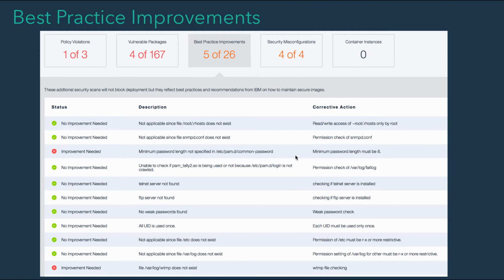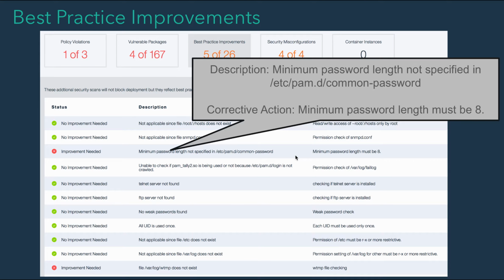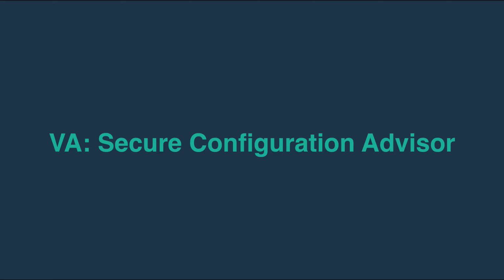Back in the Bluemix console, on the third tab, I have my best practice improvements. Here, again, this is based on ISO 27000. We can look at all of the policies that we're scanning for, and in this particular instance, we can see that this image does not meet the minimum password length policies. And we also are providing recommendations on how to correct and improve and remediate those vulnerabilities. So again, in this case, the corrective action is that the minimum password length must be 8 characters.